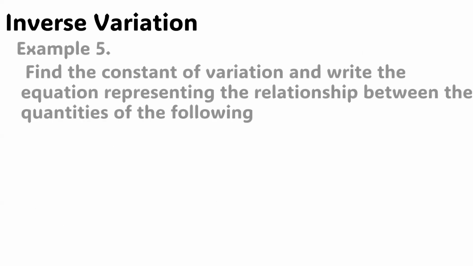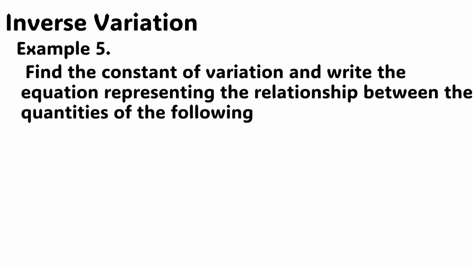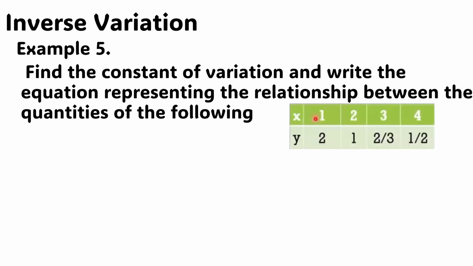Okay? Another example, example number 5. Find the constant of variation and write the equation representing the relationship between the quantities of the following. So, ito for example lang, ito yung mga equation natin. X is equal to 1, 2, 3, 4. Y is equal to 2, 1, 2/3, and 1/2. Dito, in order for us to find the constant of variation and the equation, take note, pag walang ibinigay na any condition or any statement, matik na kagad na yung Y natin is equal to K over X. Matik yun. Okay? So therefore, this is our equation na susundin.